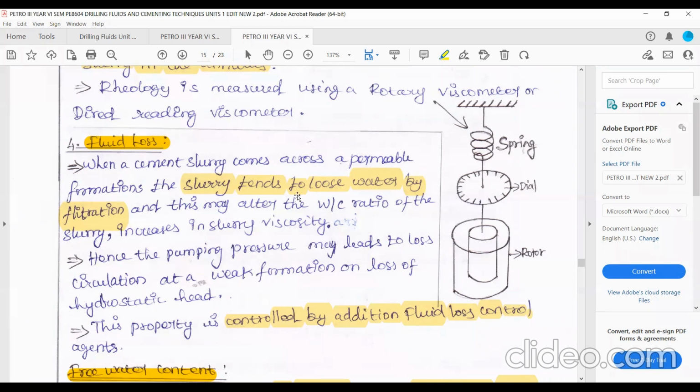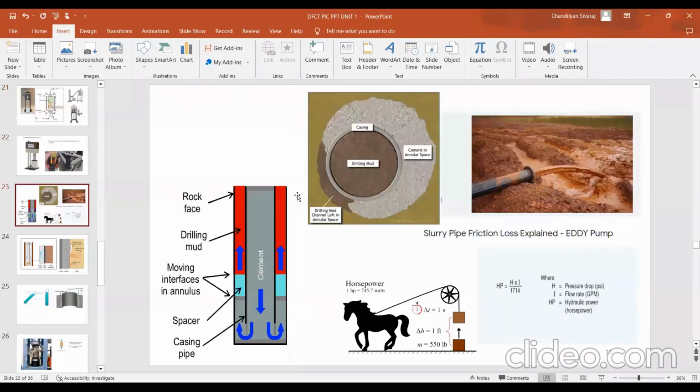We saw this. This one is the API filtration loss experiment. And this is the picture for slurry. A slurry means liquid plus solids present in it. And whenever there is a solid present in the liquid, there will be friction and friction loss. So here, you can see the drilling mud is going, and there is something called spacer.